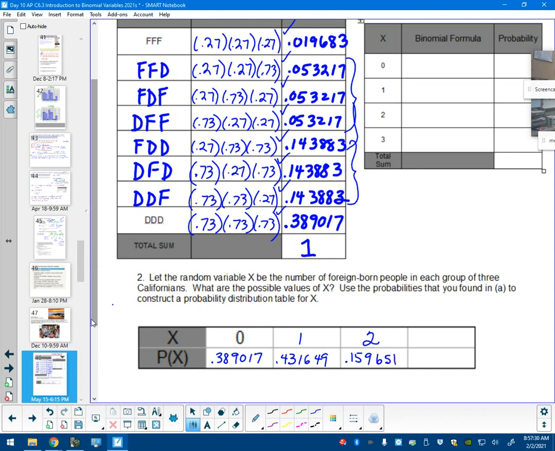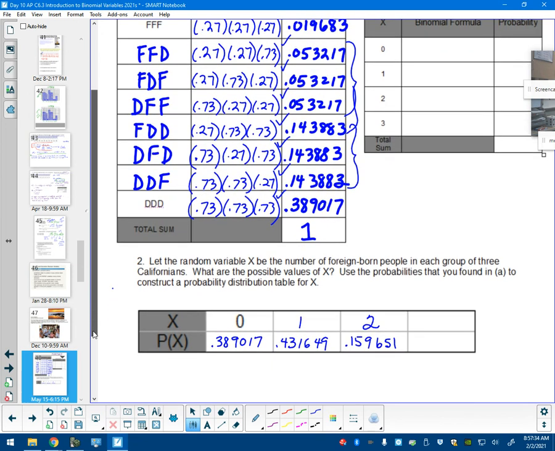All right, and then finally, Ryan, if I have all 3 foreigners, what's the probability of that happening? 0.019683. Mm-hmm. All right, very good.